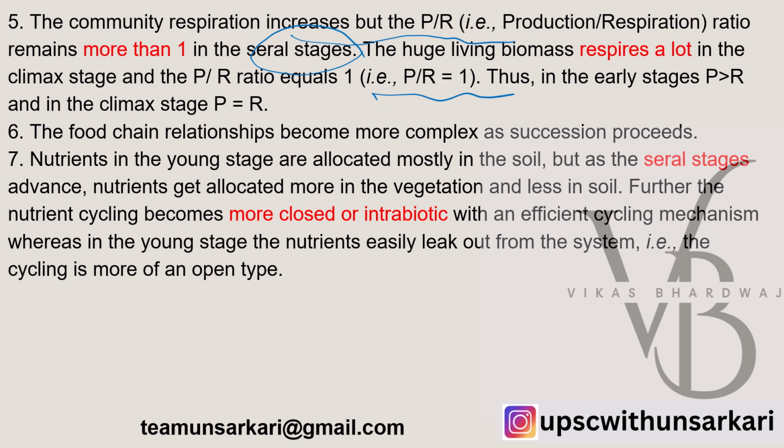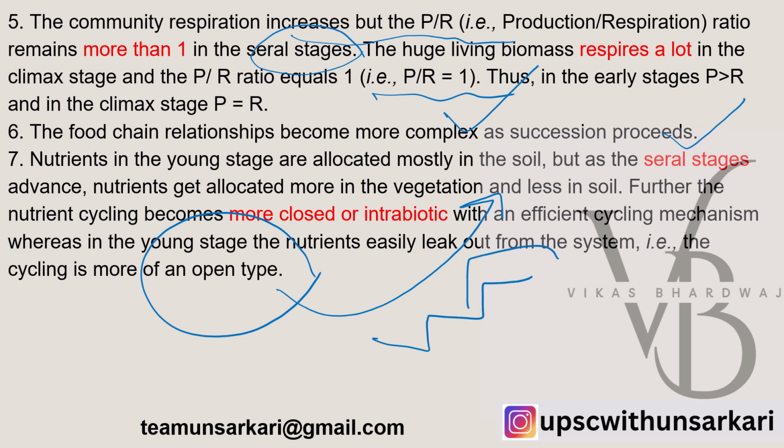Food chain relationships also become complex, that we also agree, and nutrients in the young stages are allocated mostly in soil, but as the serial stages advance, nutrients get more allocated in the vegetation and less in soil. And further, the nutrient cycling becomes more closed or intrabiotic. That means efficient cycling mechanisms come into the picture, whereas in the early stage, nutrients easily leak out from the system because it is in the formation stage, or you can say because the cycling is of the open type. So what we can see is that when the formation is taking place or when the complexity is increasing, then the system is becoming more compact.